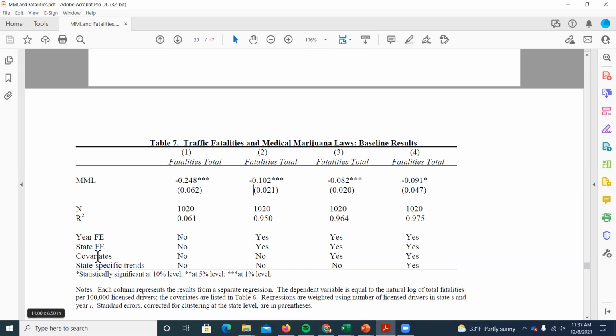And then even after they start trying to add in additional controls, they start adding in state-specific time trends in fatality. Like this is some crazy stuff. And they still find that it decreases traffic fatalities, which is a pretty interesting result, right? As a politician or a policymaker, this gives me some pretty good ammo to argue for the legalization, right?